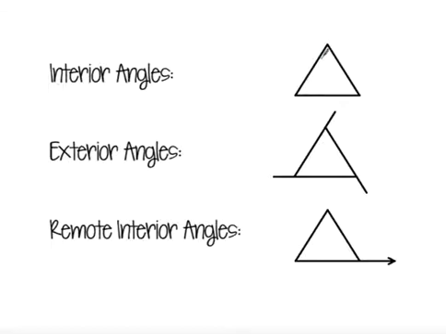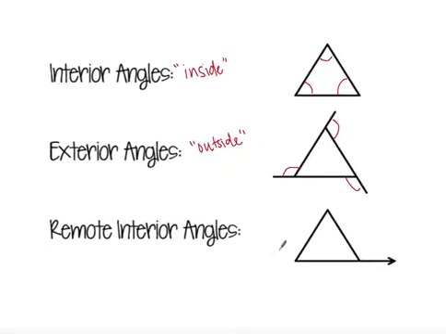Interior angles are going to be angles that are inside. So these would all be interior angles. So these are inside angles. Exterior angles are going to be angles that are outside. So these are all exterior angles. So outside angles are exterior angles.